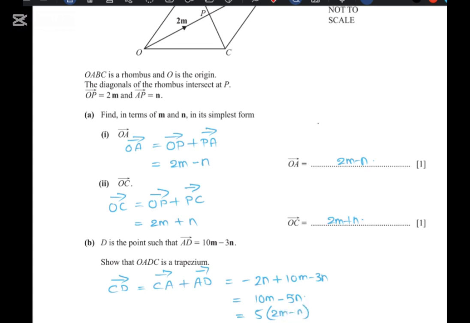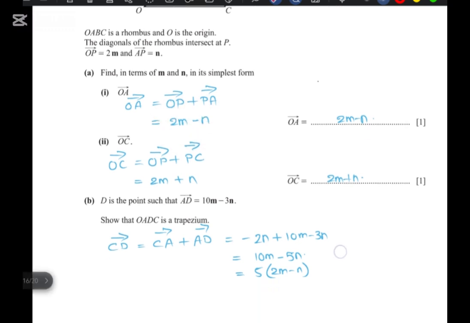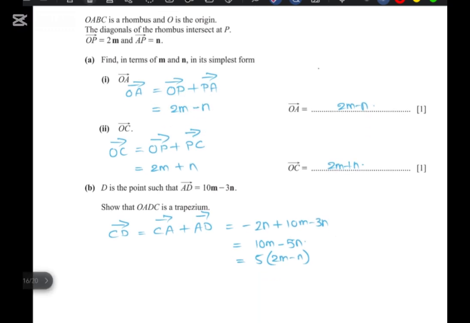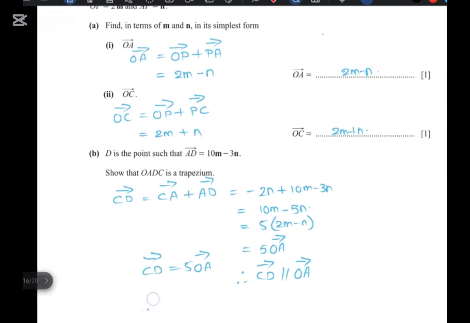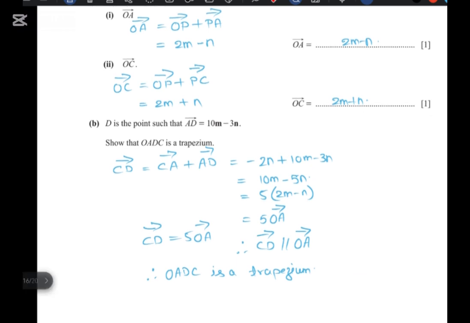Now what is 2m minus n? 2m minus n we already got as OA. So you can write this again as 5 into OA. So when CD is 5 into OA, that means OA and CD are parallel. Therefore, CD is parallel to OA. So that means, therefore, OADC is a trapezium. Question number A and B are done.